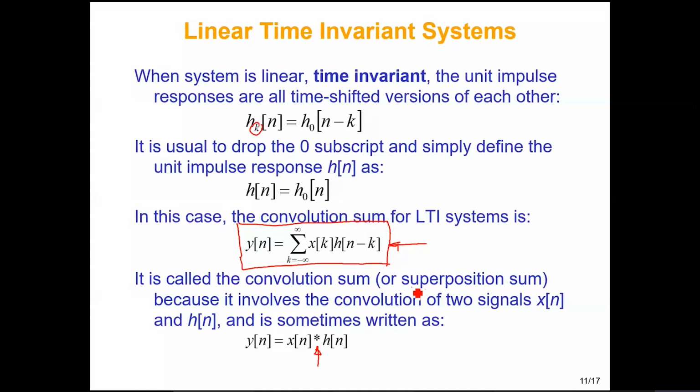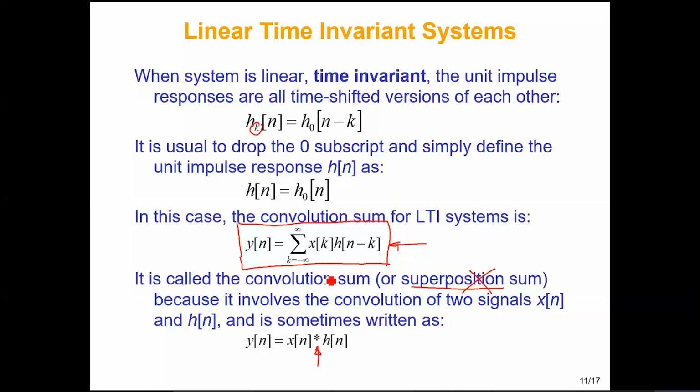It is also known as the superposition sum, although this term is hardly used. We typically refer to it as the convolution sum because it actually involves convolution of two signals x of n and h of n, and we have a symbology for that. It is written in this shape: x of n convolved with h of n, and this convolution actually means the convolution sum.